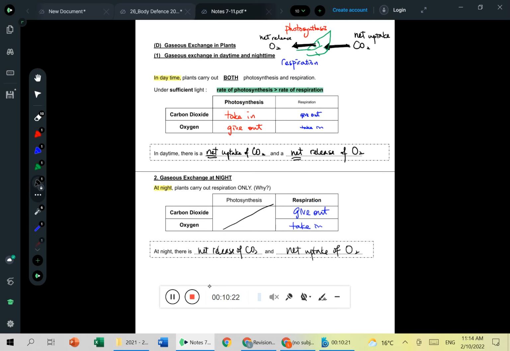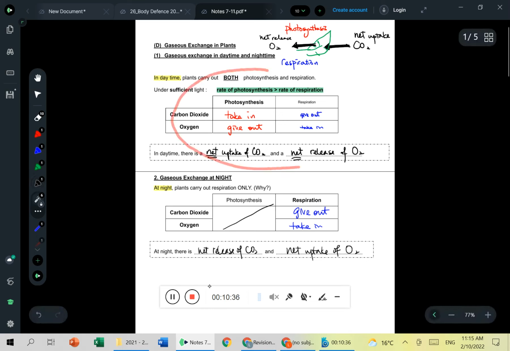So how I remember this is like this. At night, they don't do photosynthesis, so they're just like humans. They're just like animals. Take in oxygen, give out carbon dioxide, just like us. But in daytime, it's opposite. It's reversed because they do something that animals can't do, and that is photosynthesis. And photosynthesis dominates. So that's why the gas exchange follows photosynthesis. Okay?